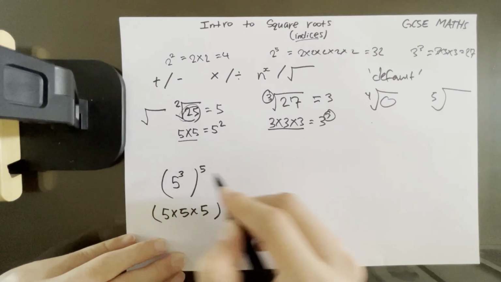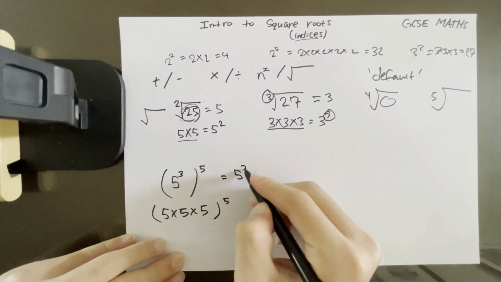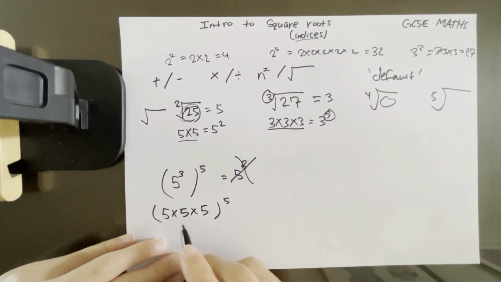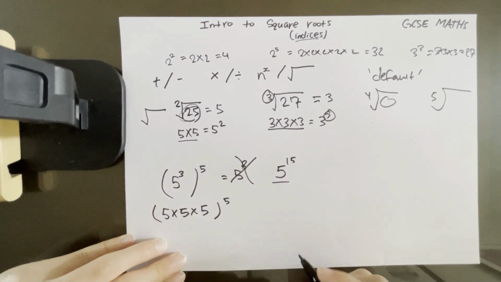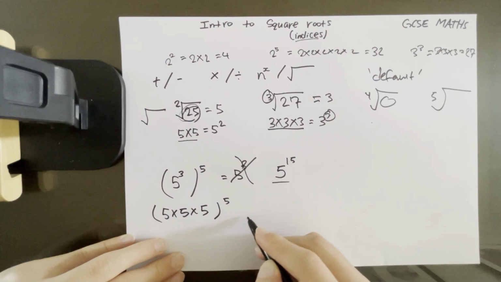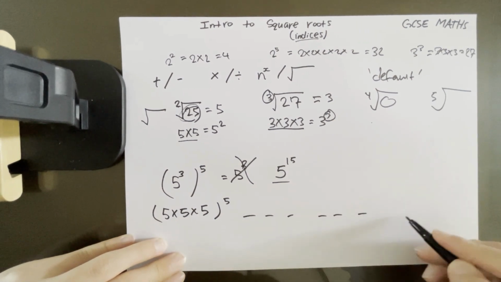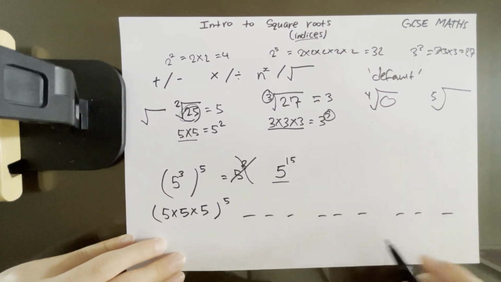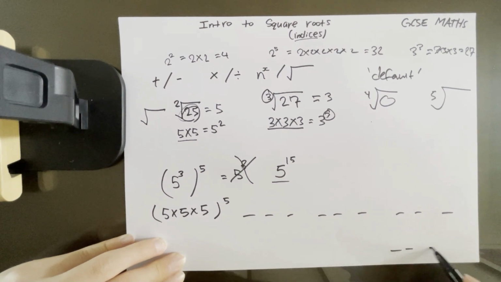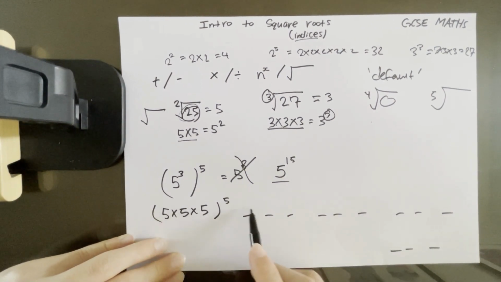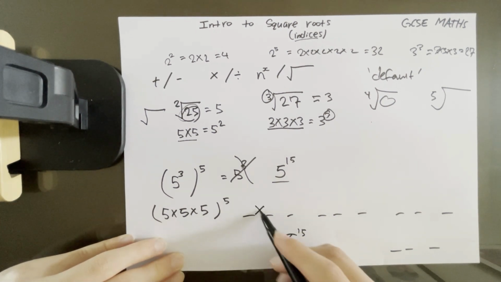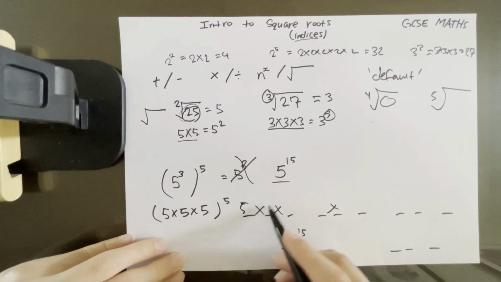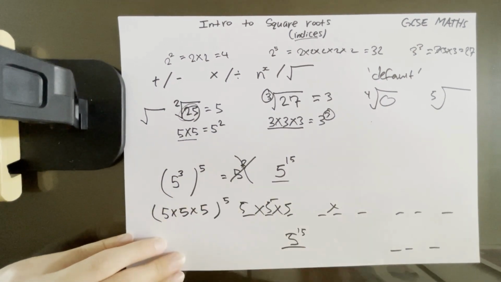We're not just going to add these powers to make 5 to the power of 8. This is not correct. You have to multiply them to get 5 to the power of 15. Why is that? We have 3 5s here, right? Imagine we have another 3, another 3, another 3. We have 5 sets of these. So 1, 2, 3, 4, 5. These are all 5s. So 1, 2, 3, 4, 5, 6, 7, 8, 9, 10, 11, 12, 13, 14, 15. We would have 5 to the power of 15. So imagine these are all multiplied together and these are all filled with 5s. This is how you answer a question like this.